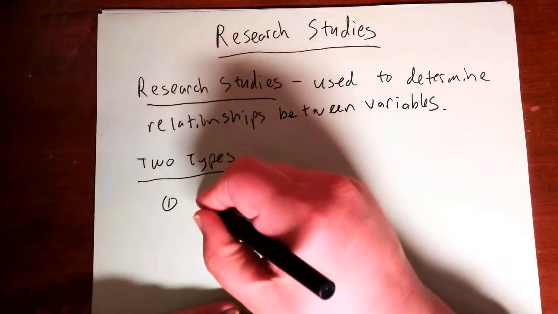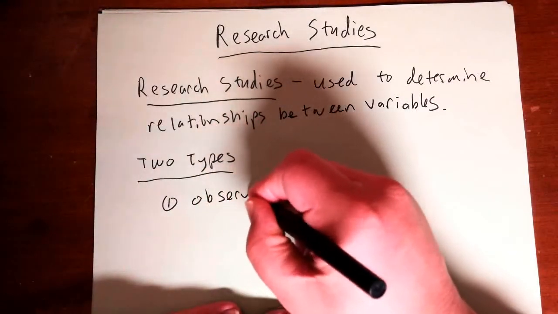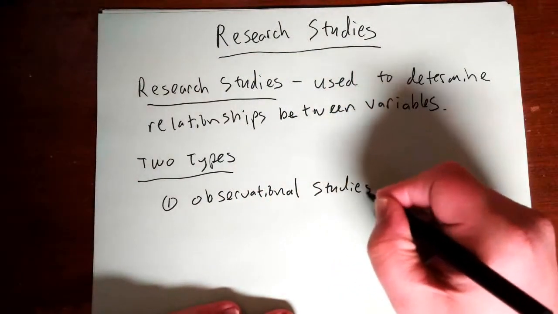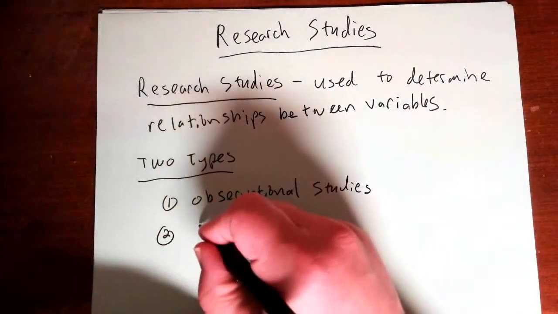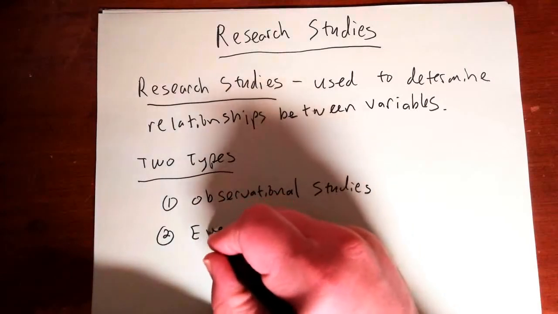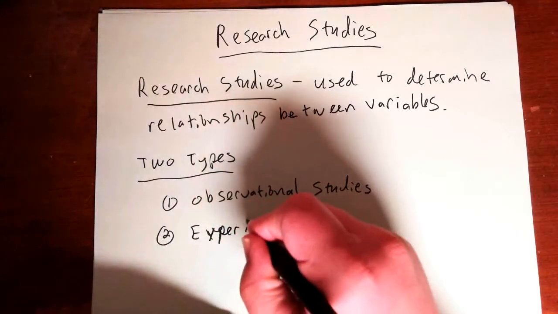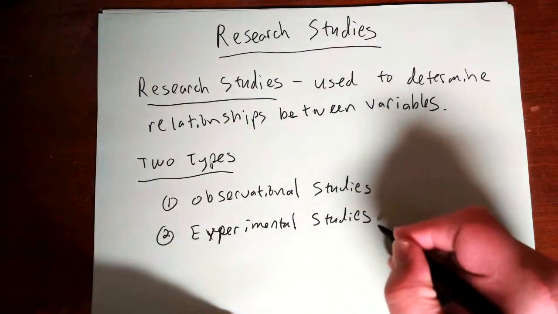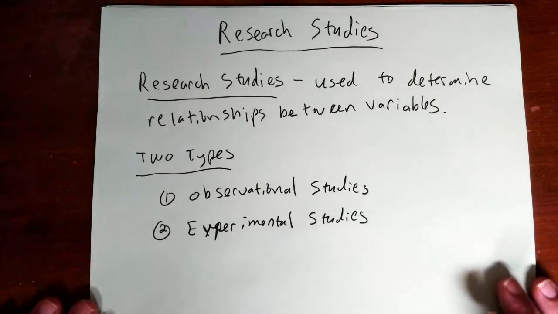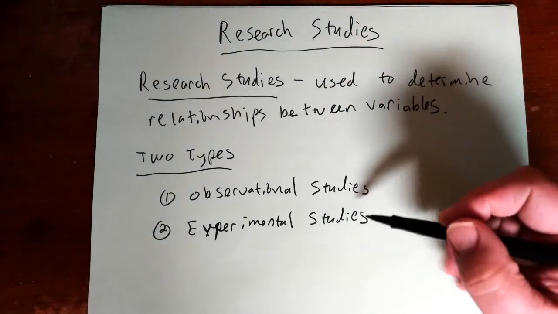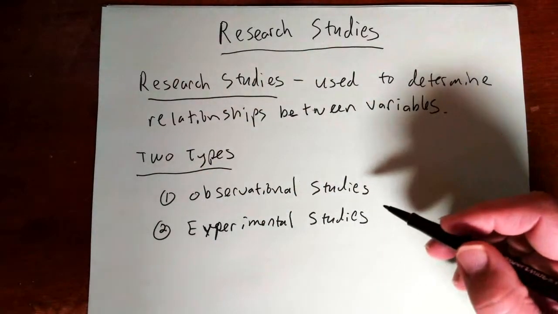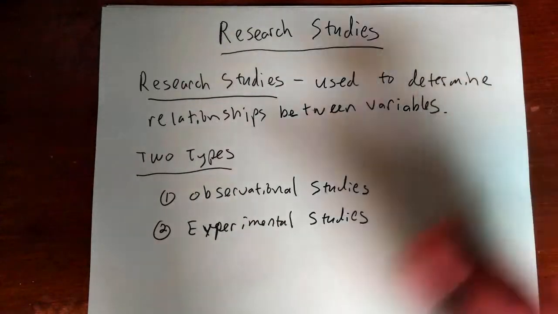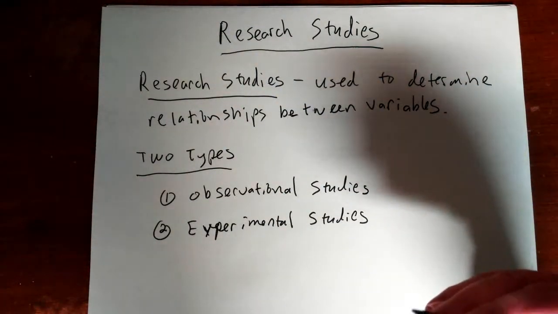So the first type is observational studies. And the second type is experimental studies. And what I'm going to do, instead of writing out a definition, I'm going to give you an example of each of these. But basically, the observational study is where you're just observing the value of a variable, of two variables, to see if a relationship exists.